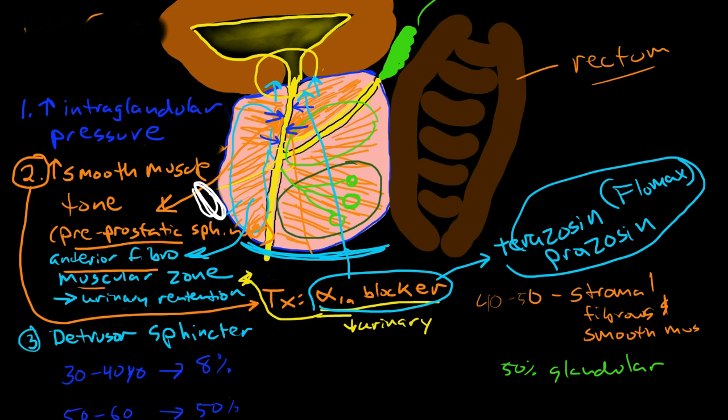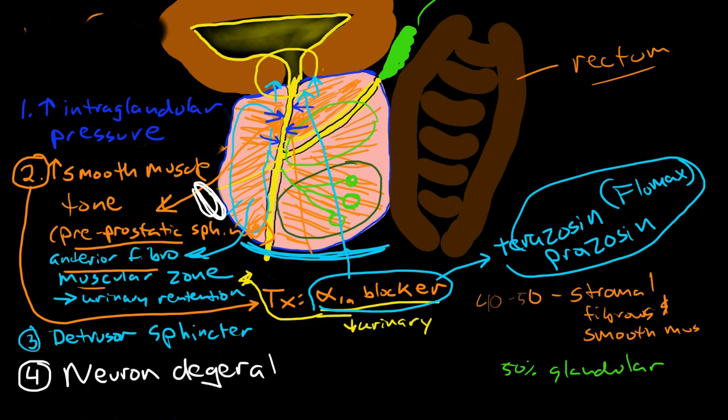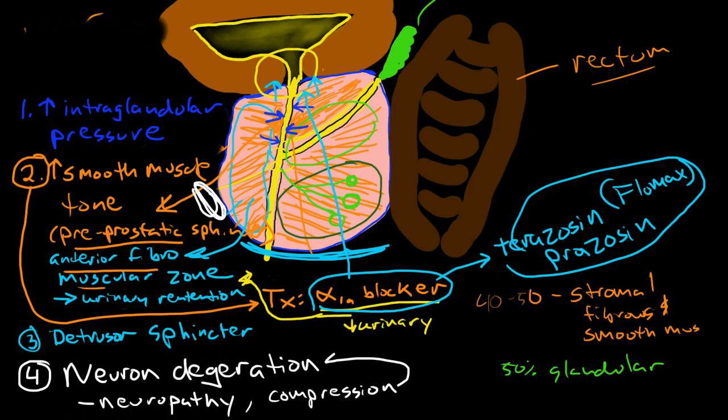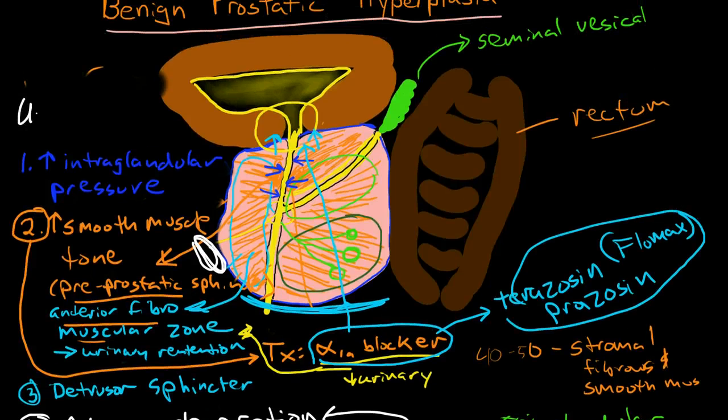Now, a fourth factor causing urinary retention in patients with BPH may be something totally unrelated, and that fourth factor is neuron degeneration. So, if a patient has peripheral vascular disease, they may have some existing neuropathy. And it is also possible that there are nerves that get compressed by the BPH. Whichever the cause, it is possible that we could have some degeneration of the nerves, and that can further exacerbate the urinary retention. Okay, so those are the main 4 causes of urinary retention with BPH.